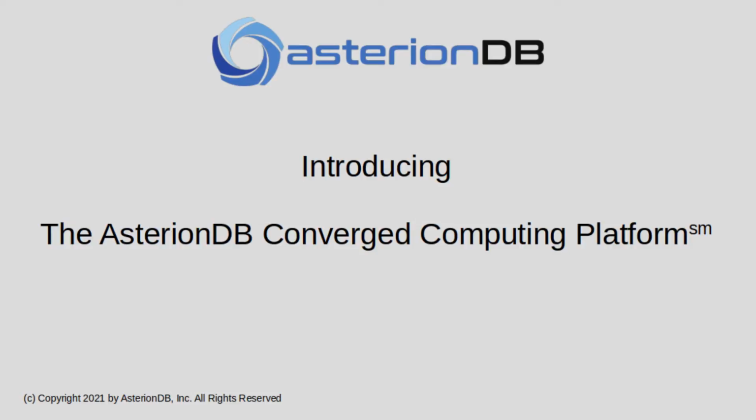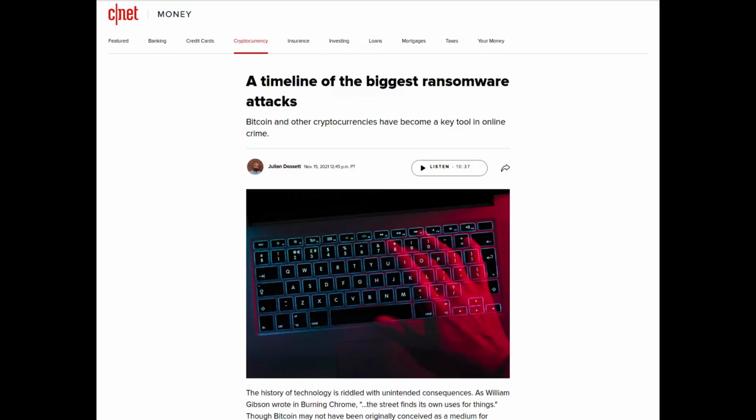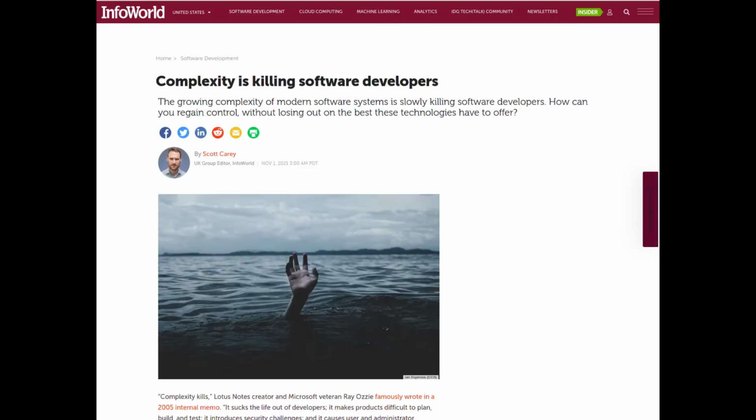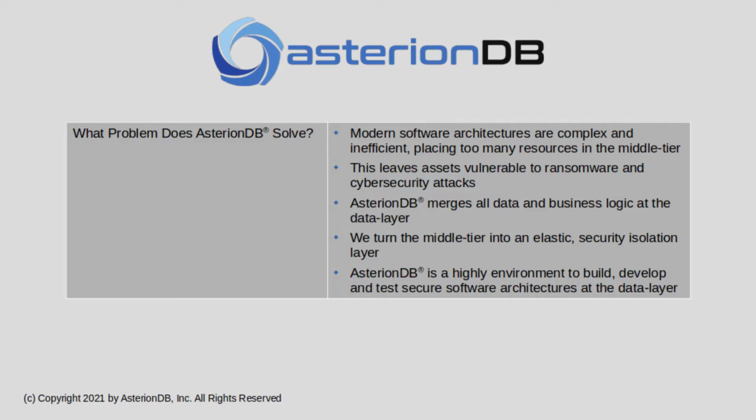Let's get started. Well, the ransomware epidemic continues unabated. Cybersecurity threats, they're still here. To make matters worse, writing software is getting so complex, it's harder and harder to write secure, stable software systems. The fundamental problem is we have too many resources in the middle tier. User data files, application files, business logic. These are all subject to attack by hackers and ransomware. Keeping these assets in the middle tier is expensive, an organizational nightmare, and an administrative burden.